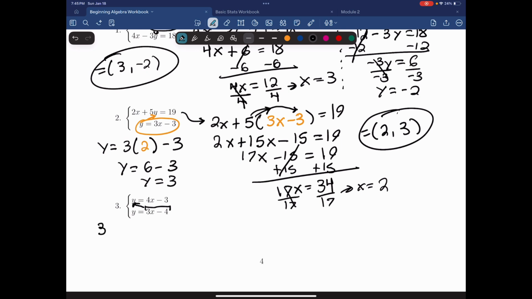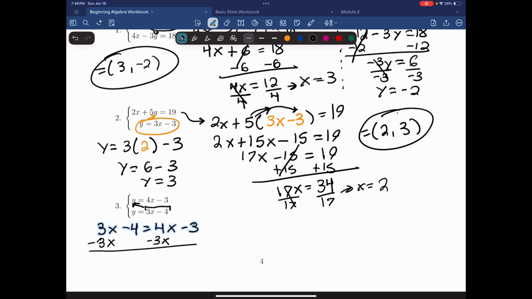So we get 3x minus 4 equal to 4x minus 3. And now, all we have to do is solve for x. So to keep our x terms positive, I'm going to subtract 3x on both sides.